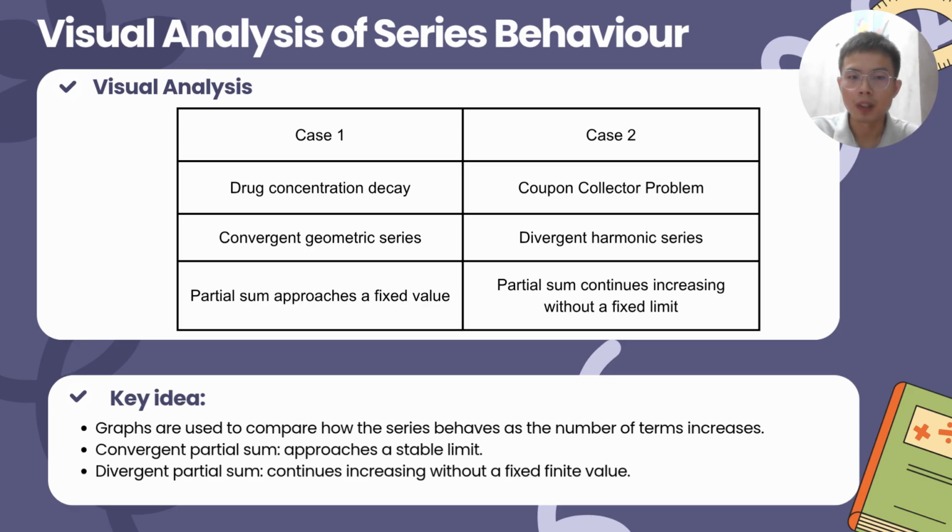Hi, I am Lee. Now I will explain the visual analysis part. In this part, graphs are used to compare the behavior of two series. Case 1 is the drug concentration decay model, representing the convergent geometric series, while case 2 is the Coupon Collector problem, representing the divergent harmonic series. So the main focus is the partial sum. For a convergent series, the partial sum approaches a stable limit. For a divergent series, the partial sum continues increasing without a fixed finite value.